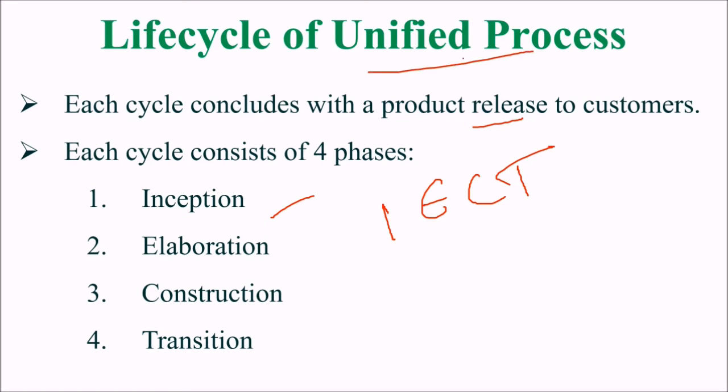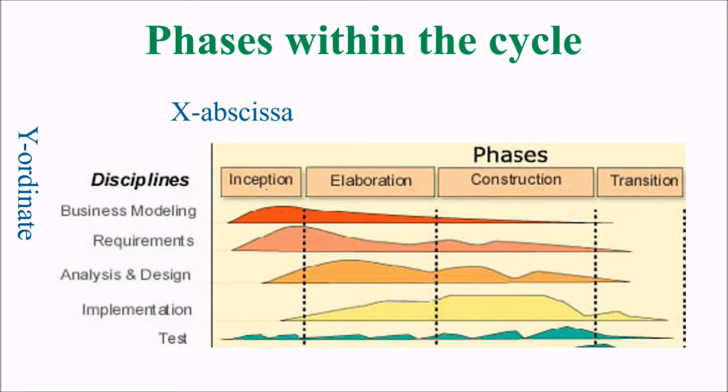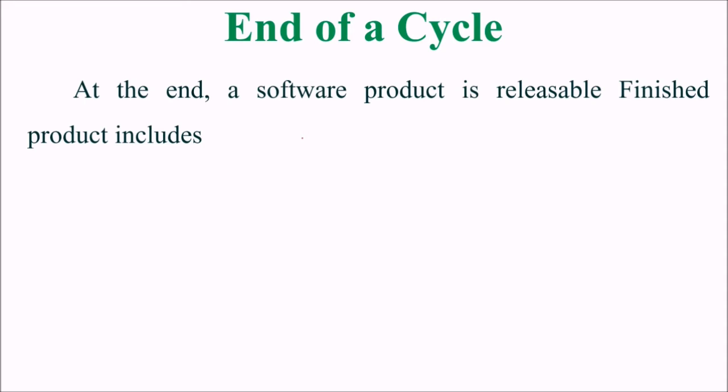In the unified process, each cycle, or each iteration, consists of 4 phases: inception, elaboration, construction and transition. Within the cycle, we also have various disciplines, like business modeling, requirements analysis and design, implementation and test. So when the cycle ends, the software product is released or releasable.